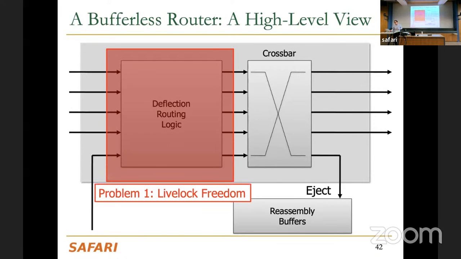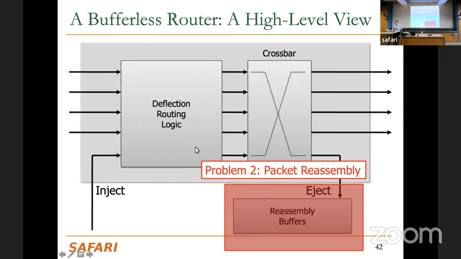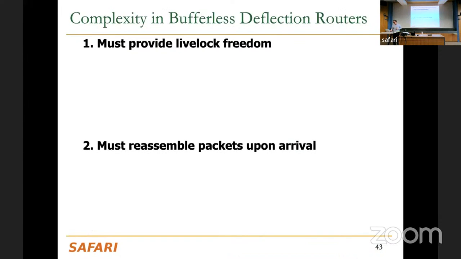Okay, so the first problem is in the deflection routing logic. This is where you need to provide livelock freedom. And the second problem is how big are these packet reassembly buffers? And these are essentially fundamental problems. How do you design the router? How do you design the buffering in the network? Let's take a look at the first one.